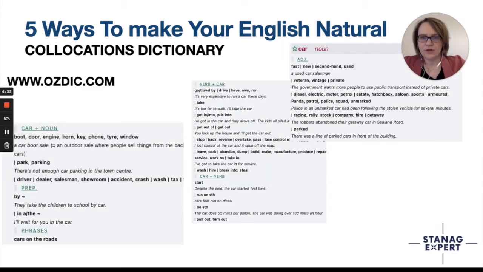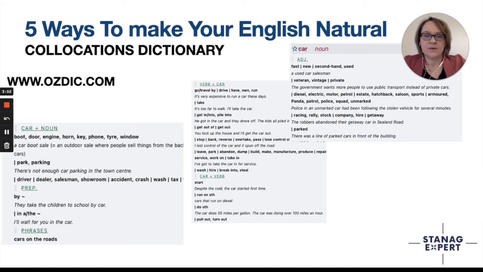So I wanted to show you some excerpts from a collocations dictionary that I use, and you have the address here. It's called osdic.com, and as you can see, what a collocations dictionary gives you is what verbs, nouns, adjectives go naturally with a given word. So for example, here I chose the word car, and in the first example you can see the nouns collocating with the noun car. For example, car boot, a car door, a car engine, and some phrases used with the noun car.